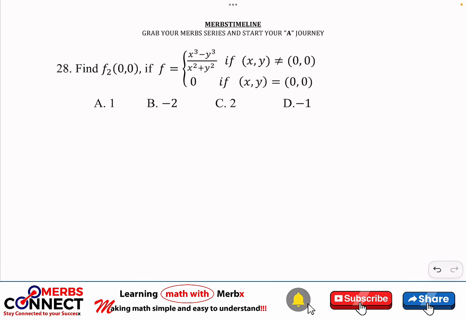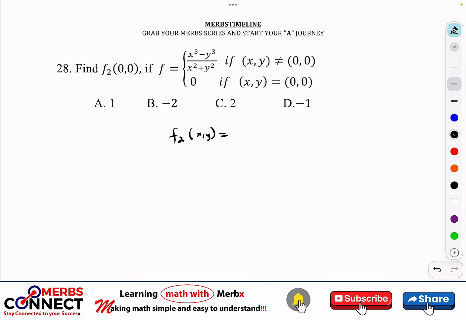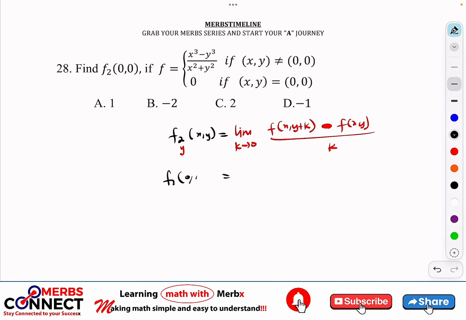Now let's look at this one too. This one we need f of 2, y. Good. So we are going to have the limit as k is approaching 0 of f of x, y plus k minus f of x, y, divided by k. So what is going to happen here is we want f of 0, 0. So this is the limit as k is approaching 0 of f of 0, k minus f of 0, 0 divided by k.